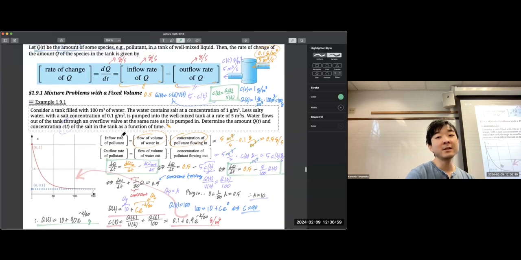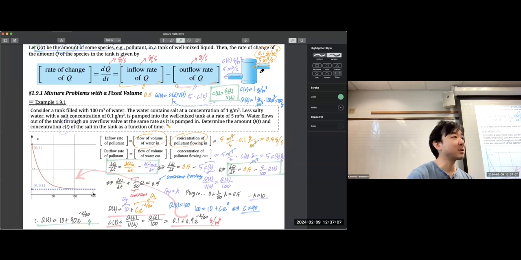Because this first one was just pumping in at 5 cubic meters per second. So you know it's going to get less concentrated with time, but you can tune that, right? You can be like, I'm pumping in this diluted water faster or slower, then you can get the tank to actually have less concentration faster or slower. If you pump in pure water, it's going to actually dilute faster.